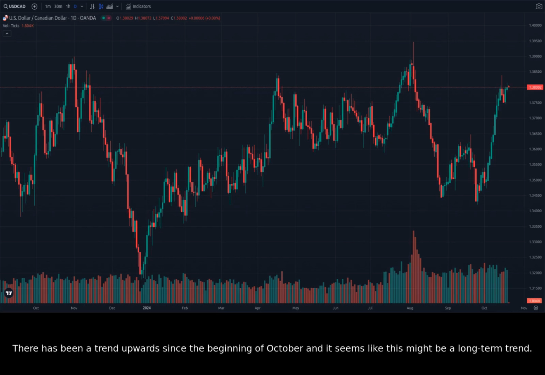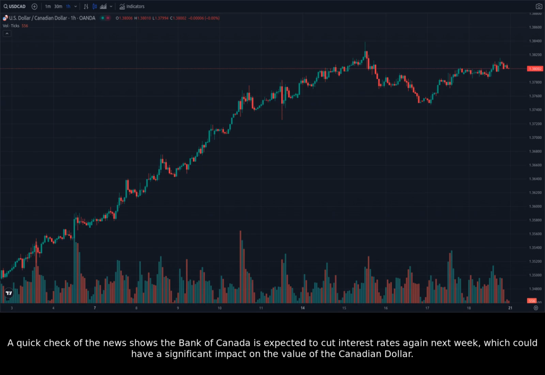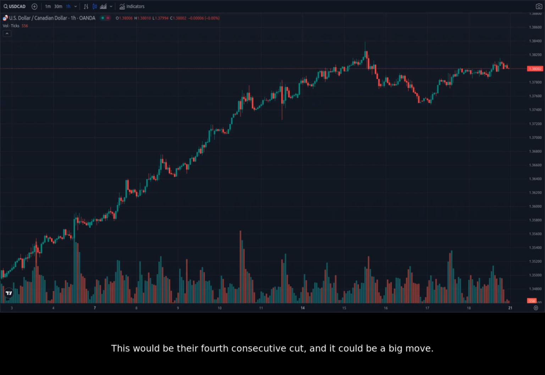There has been a trend upwards since the beginning of October, and it seems like this might be a long-term trend. A quick check of the news shows the Bank of Canada is expected to cut interest rates again next week, which could have a significant impact on the value of the Canadian dollar. This would be their fourth consecutive cut, and it could be a big move.